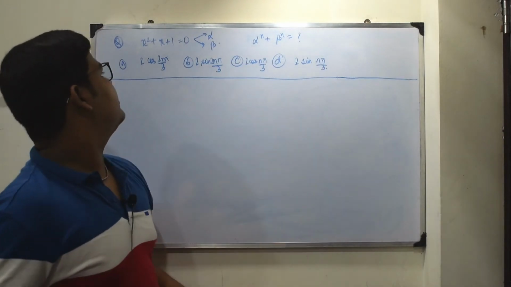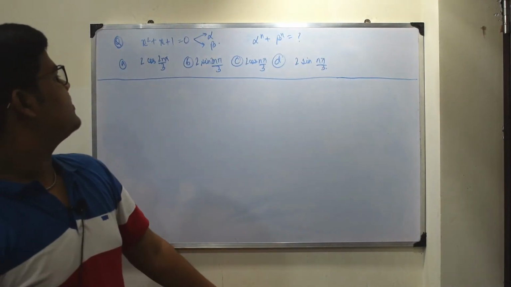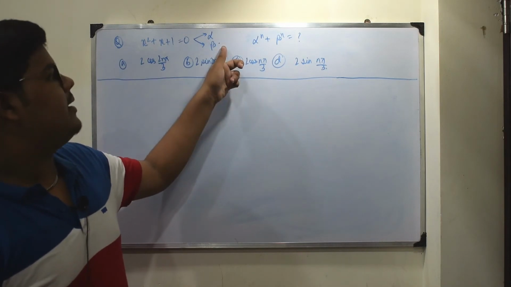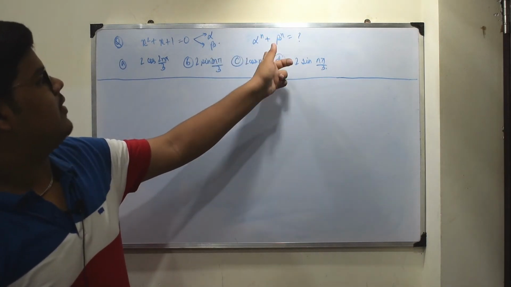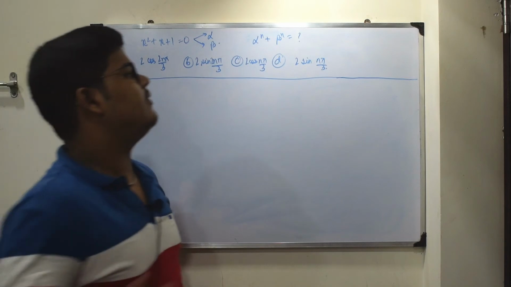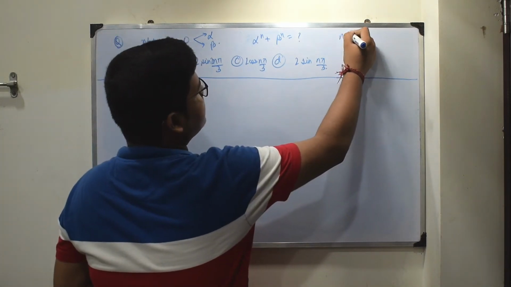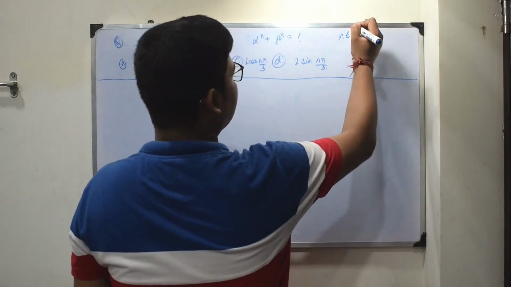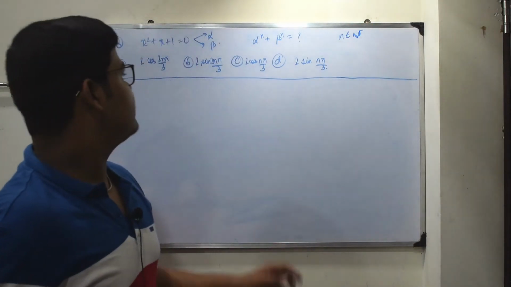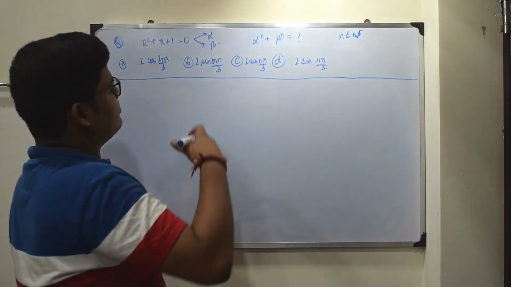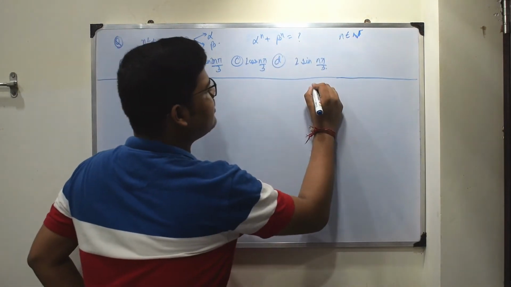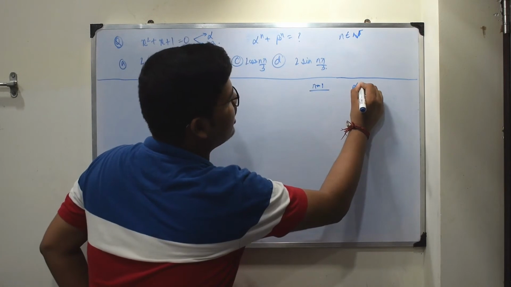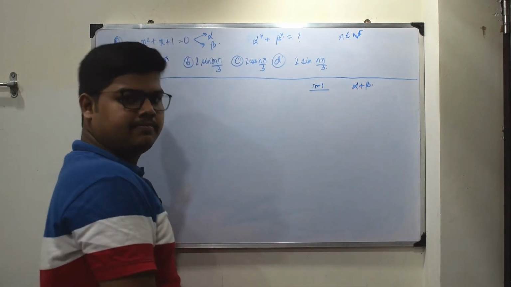Coming to this question, x square plus x plus 1 equals to 0 has two roots, alpha and beta, and it's asked about alpha to the power n and beta to the power n, where n belongs to natural numbers. Now this is a question of concept plus trick. So n belongs to natural numbers, we will take n equals to 1 first and we will solve for alpha plus beta.